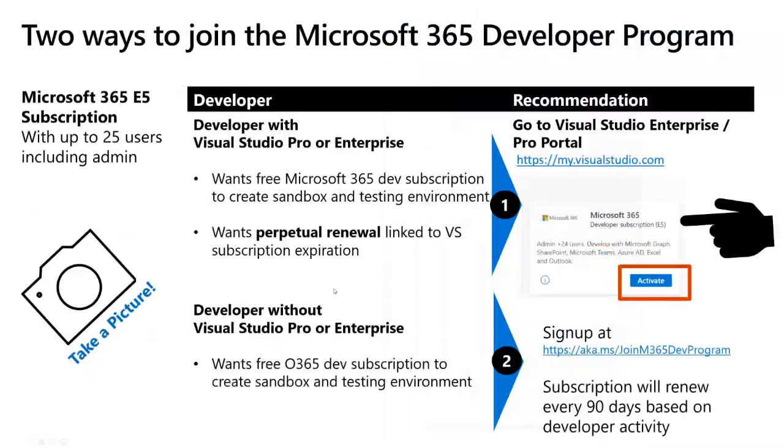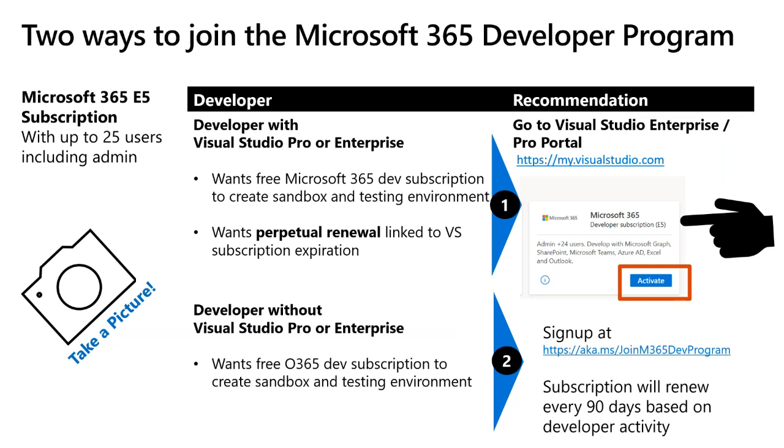Now, there's two ways to join the program, and I want to make sure everybody understands this because it's actually super valuable. If you are a developer with Visual Studio Pro or Visual Studio Enterprise, we actually integrate with that. And so if you join the program through the Visual Studio Pro or Enterprise portal, we'll actually link up directly and federate your ID when you join the program. And then what's the benefit of that? Well, since we know that you have a Visual Studio subscription, we're going to give you perpetual renewal. You will have your tenant for as long as you have a Visual Studio Professional or Enterprise subscription.